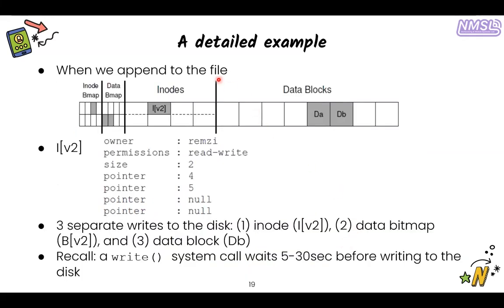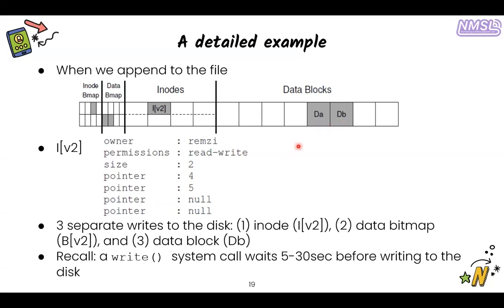Now, when we append to the file, we had D sub A, and now we also have D sub B. The inode has to be updated, and we term it version 2. Owner and permissions are still the same. The size is updated to 2. Pointer 4 stays, and the next pointer is 5, because we have appended.